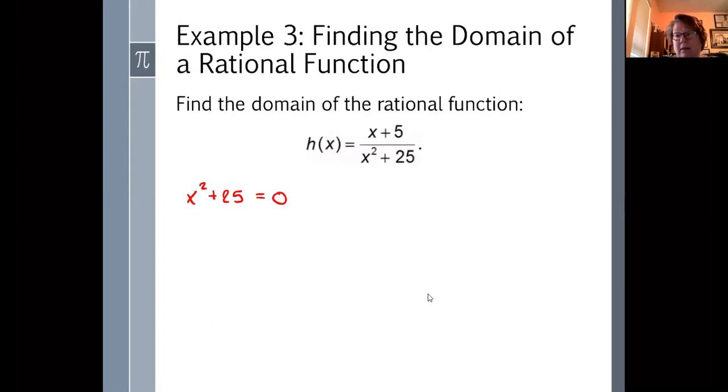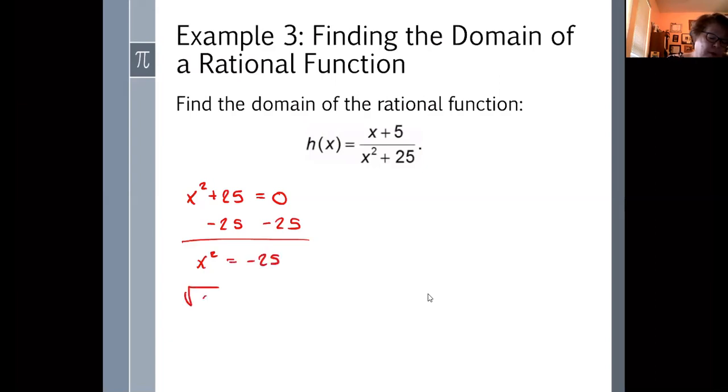It doesn't exist, because anytime I square a real number, I'm going to get a positive number. And when I add a positive number to 25, I'm not going to get 0. Now I could go ahead and solve this. I'm going to subtract 25 from both sides. I'm going to use the square root property.